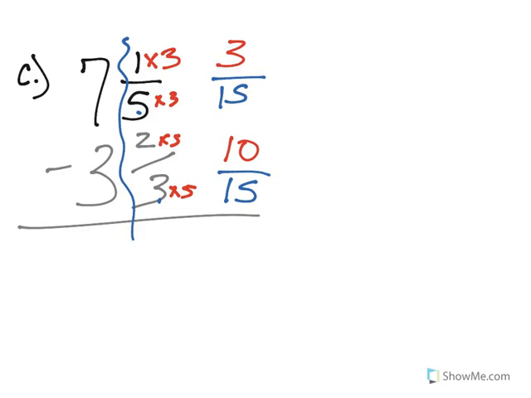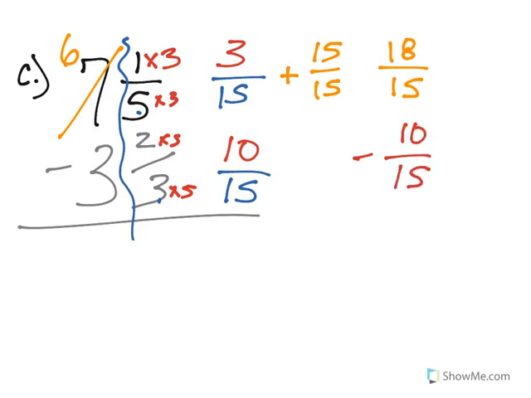Now, when I subtract, hopefully you notice that 3 minus 10 does not work. So I need to borrow. Now, when I take 1 away from 7, I'm adding 1 to the fractional piece. Well, I need that to be a common denominator, right? So what is equal to 1 with a denominator of 15? That answer is 15/15, because if you have the same thing on the top and bottom of a fraction, you have 1. So 3/15 plus 15/15 is really 18/15, and now I can subtract my 10/15.